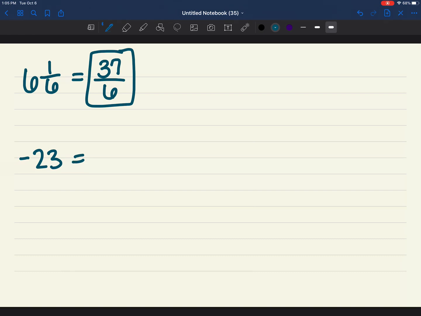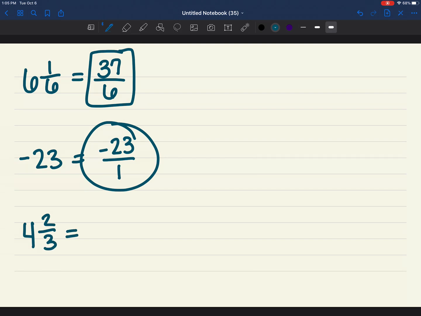All right, somebody else tell me, what about negative 23? How would you write negative 23 as a fraction? Raise your hand if you think you know. Ethan? All you have to do is put it over what? Yep. 1. Okay, you guys, anytime it's a whole number or an integer, a positive or a negative whole number, all you have to do to make it a fraction is put it over 1.